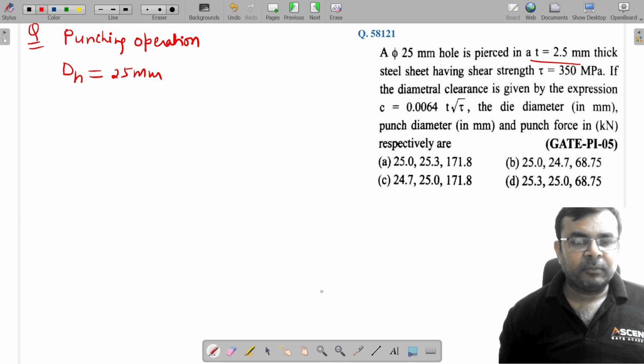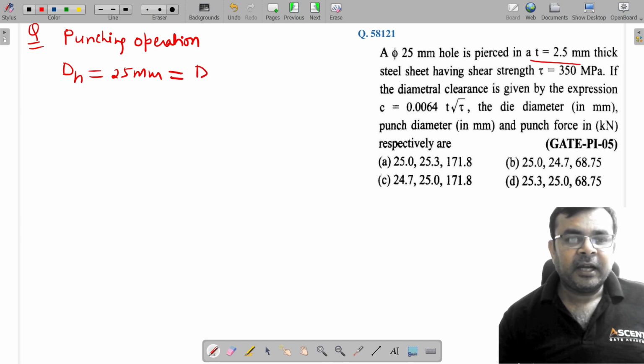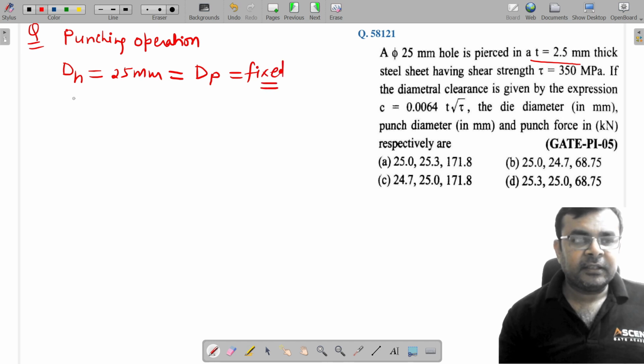And whenever we have an objective of making a hole, then it will be considered as a punching operation. In a punching operation, the diameter of the hole must be equal to the diameter of the punch, and this is fixed. Is it clear?